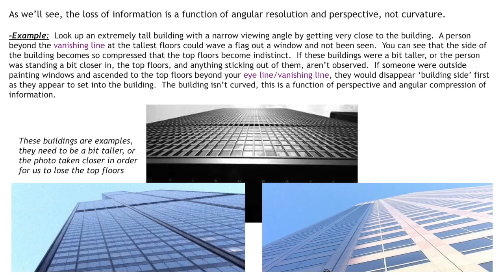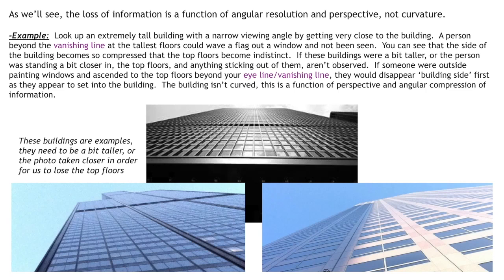Here's another example. If you're looking up an extremely tall building with a narrow viewing angle, by getting very close to the building and looking up, a person beyond the vanishing line at the tallest floors could wave a flag out a window and not be seen. You can see that the side of the building becomes so compressed that the top floors become indistinct. If these buildings were a bit taller, or the person was standing a bit closer in, the top floors and anything sticking out of them aren't observed.